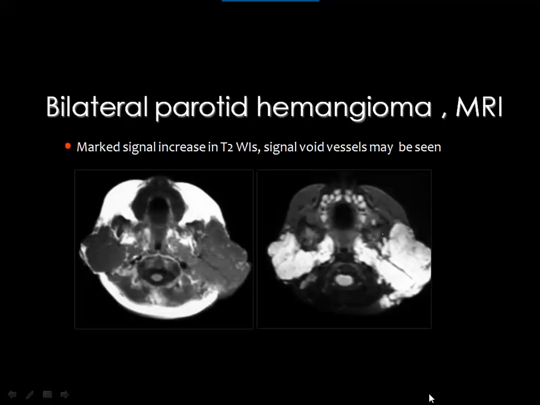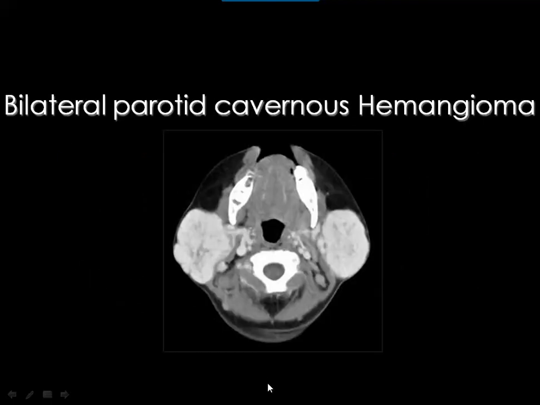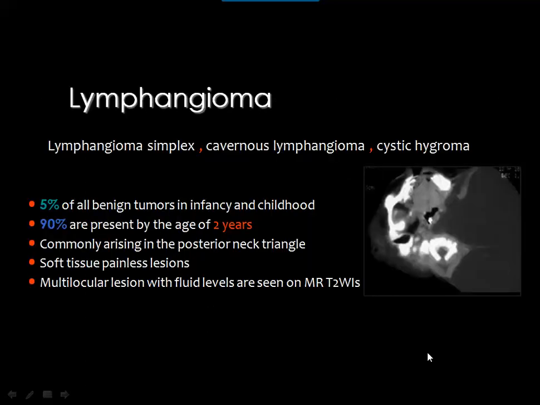adulthood. This is bilateral parotid hemangioma by MRI, T1 weighted image and T2 weighted image. You know that hemangioma will show very bright signal in the T2 weighted images. And this is bilateral parotid gland hemangiomas by contrast enhanced CT. You can appreciate the strong enhancement of the lesions.